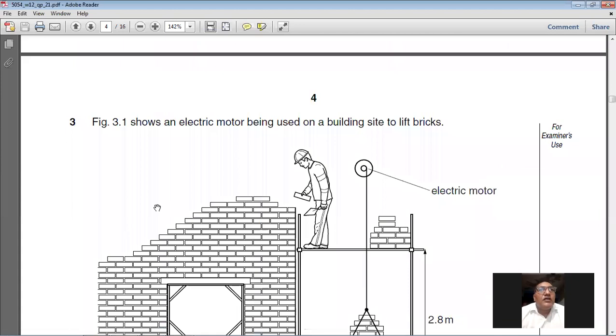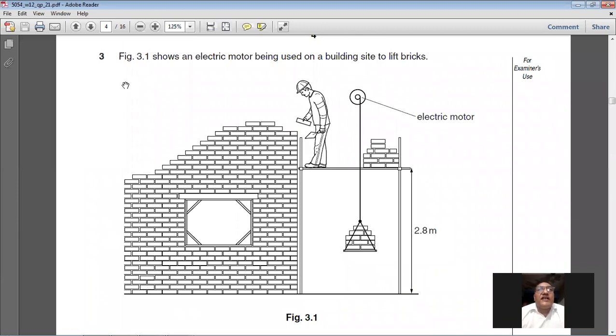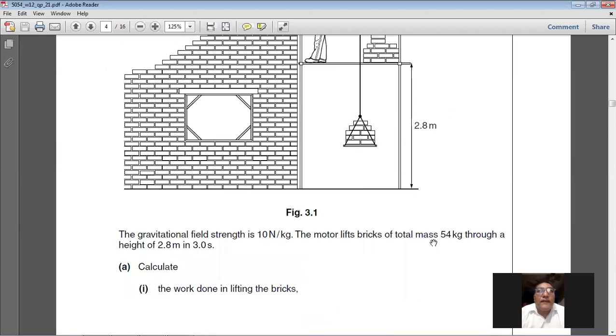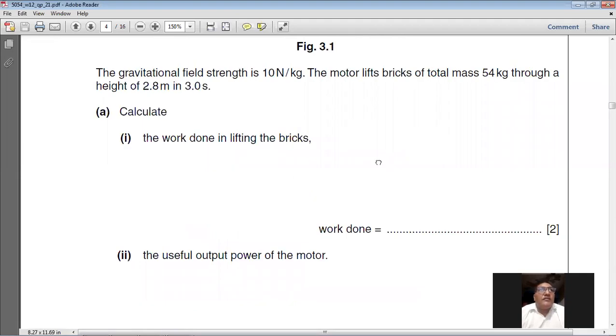Okay. Next question. Let's reduce the size a little bit so you can see the whole figure. Figure 3.1 shows an electric motor being used on a building site to lift bricks. So here we have the electric motor. The height is 2.8 meter, and by using a pulley, the motor is lifting these bricks to this platform. This platform is 2.8 meter high.